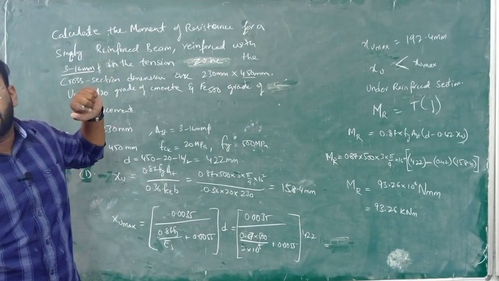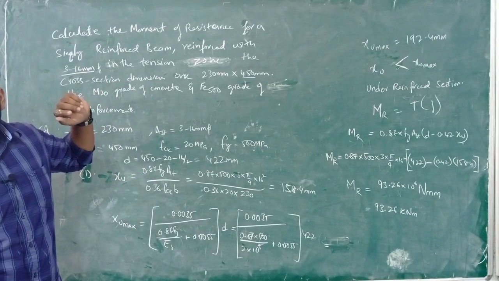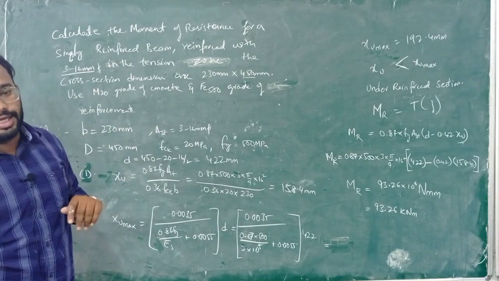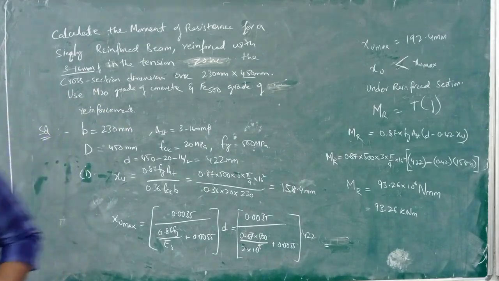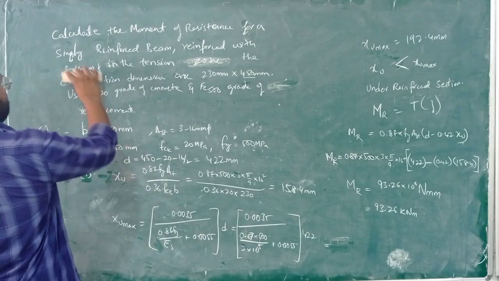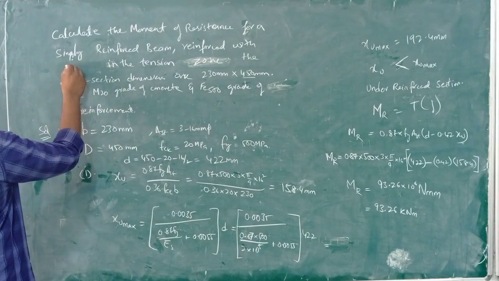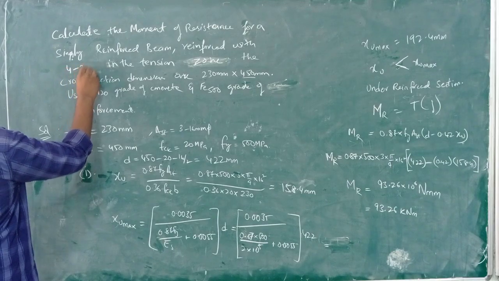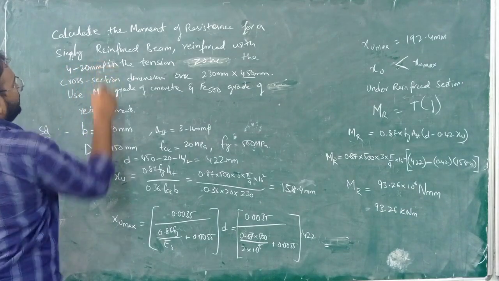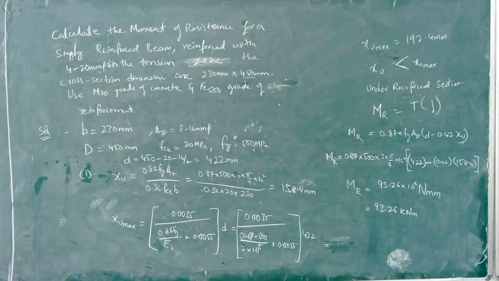Unless and until you are clear with the concept of types of sections, you won't get this part. Which material is failing first, you should know which section, which material will fail first. So this is the problem. You got moment of resistance as 93.26 kilonewton meters, right?